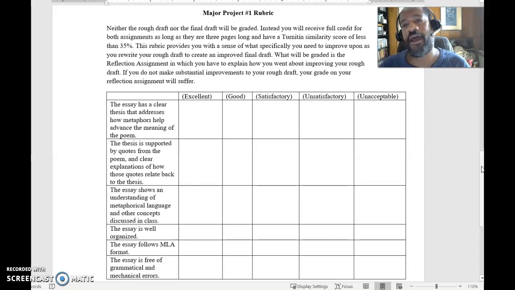I'm going to comment on that. Then you're going to create your rough draft. Then I'm going to comment on that. And then you're going to create the final draft and comment on that. So that's in general how this is going to be working. So you can go ahead and begin working on the brainstorming and outline.